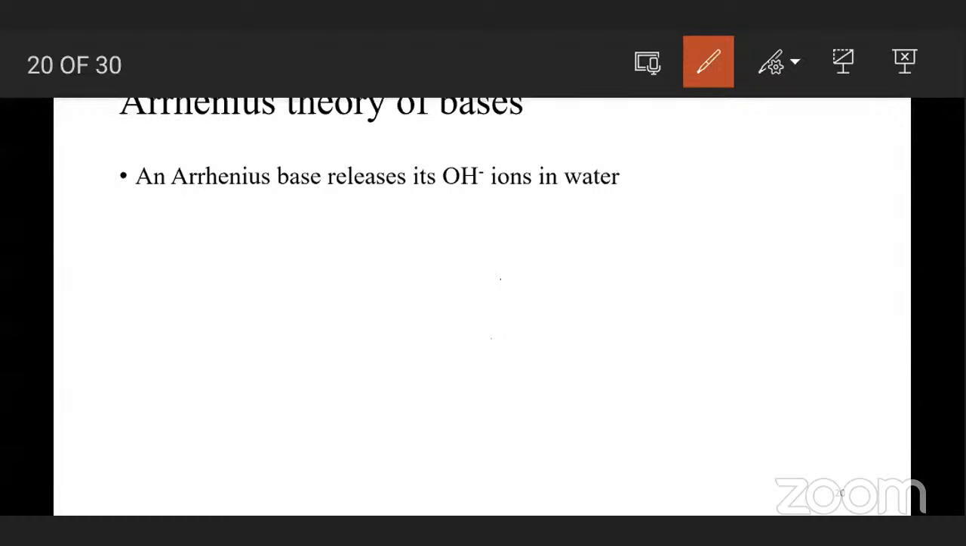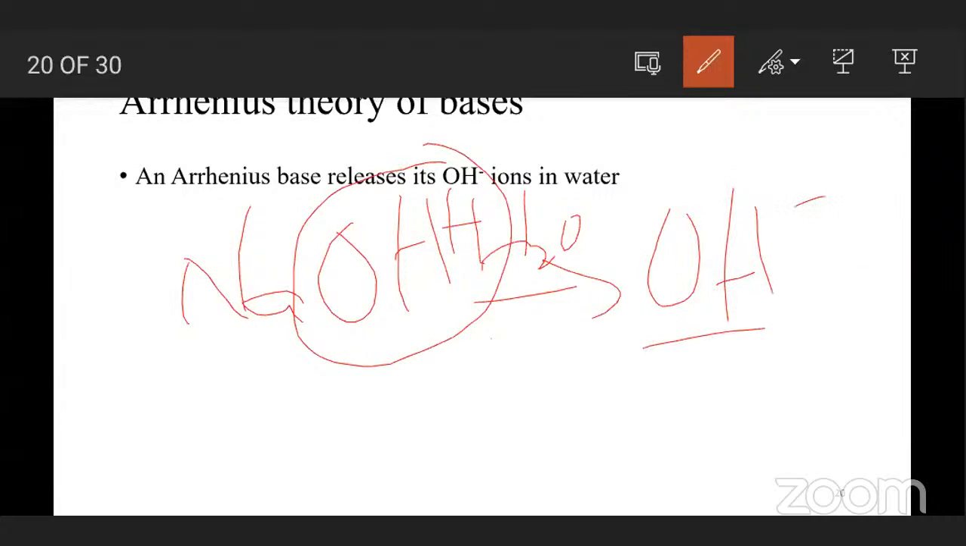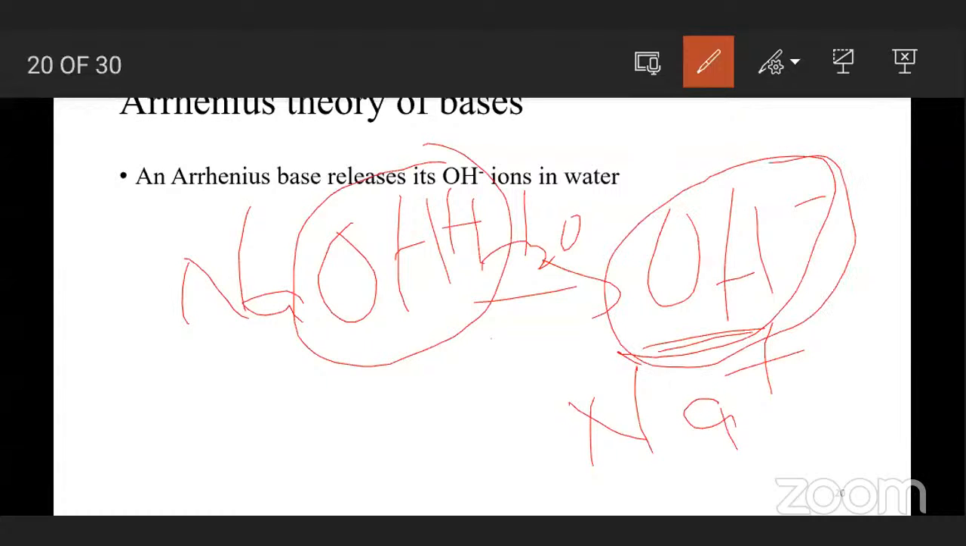We have mentioned some bases today, and an example of that is sodium hydroxide. So a base should be able to dissociate in water to release the hydroxide ion. That's the negative ion in solution. And then you have the sodium ion. So this characterizes a base, OH minus, according to Arrhenius.